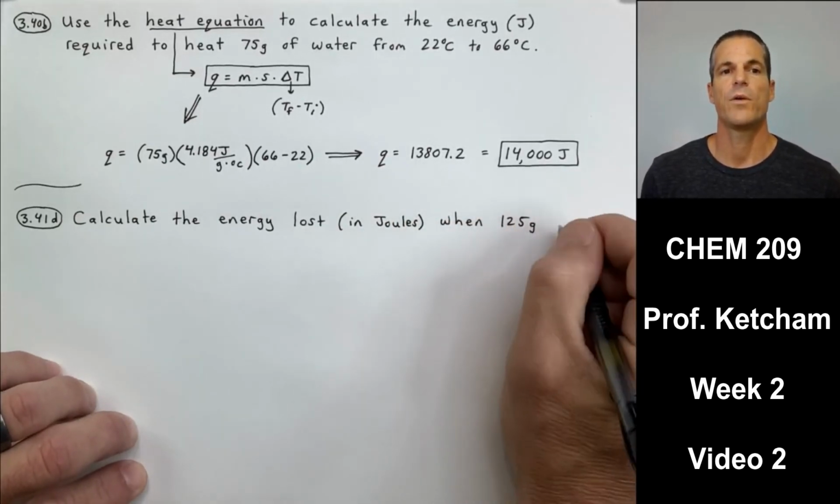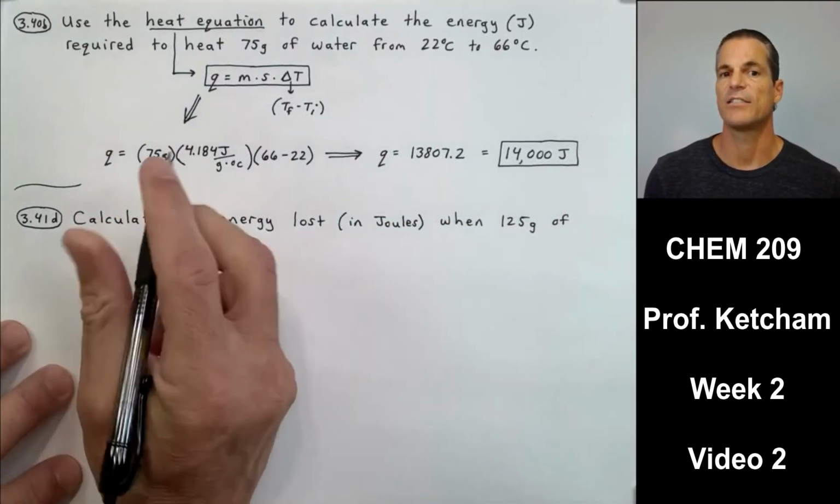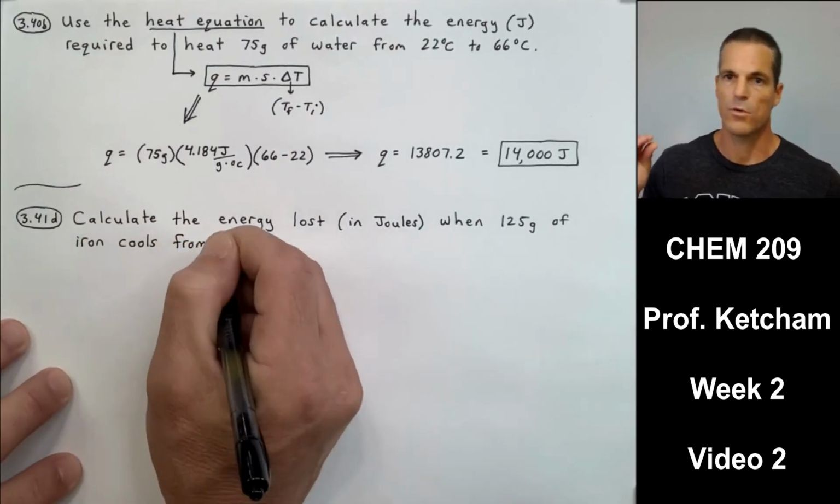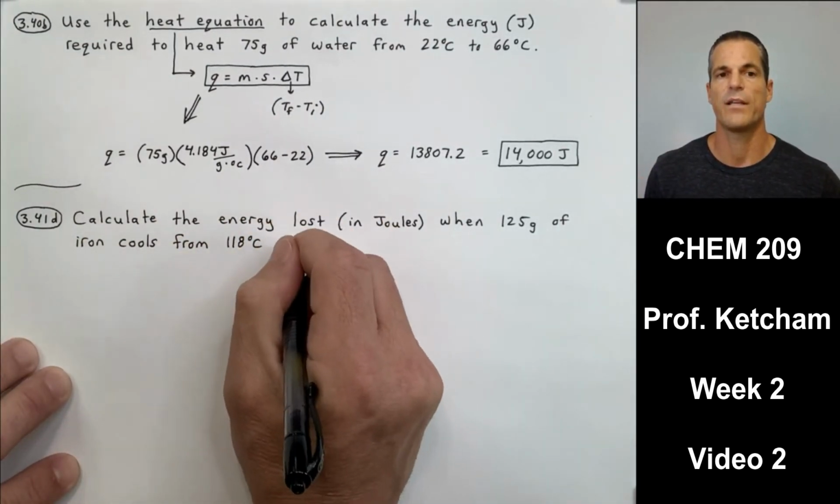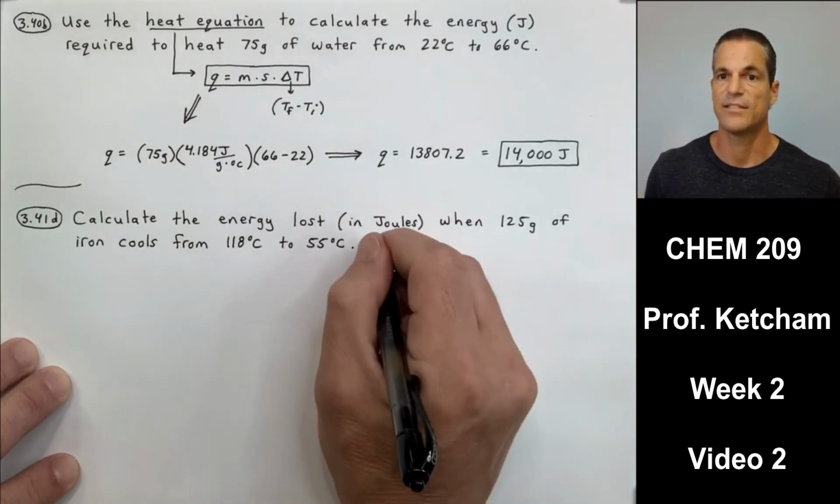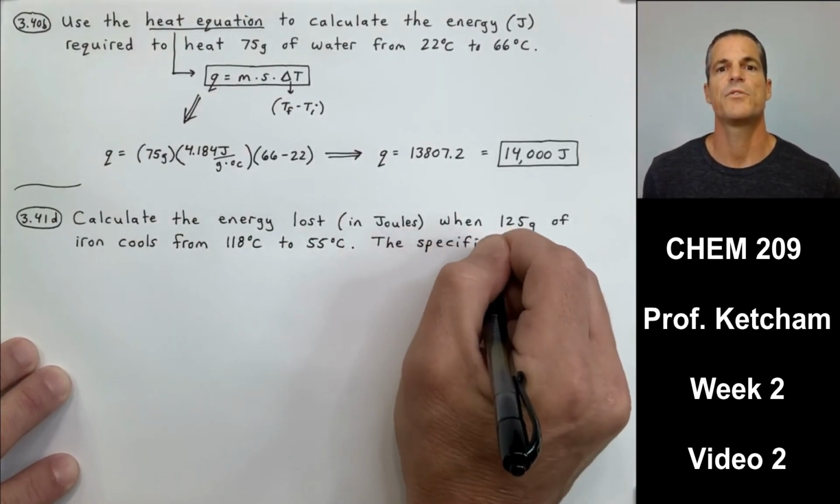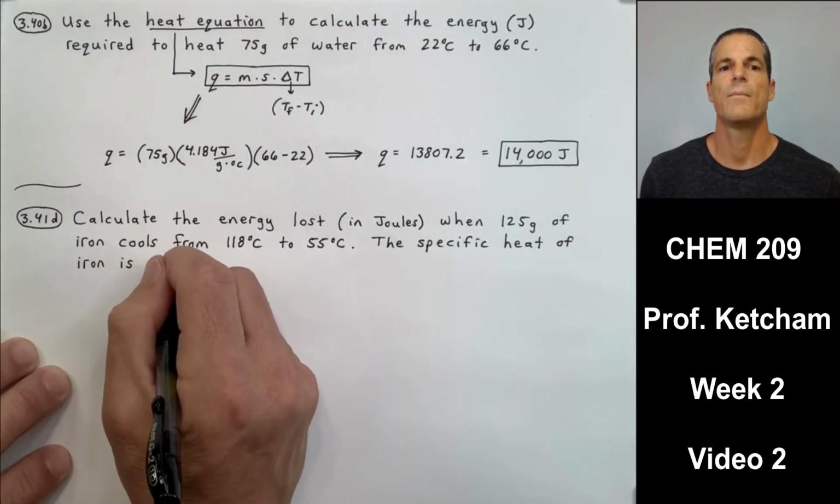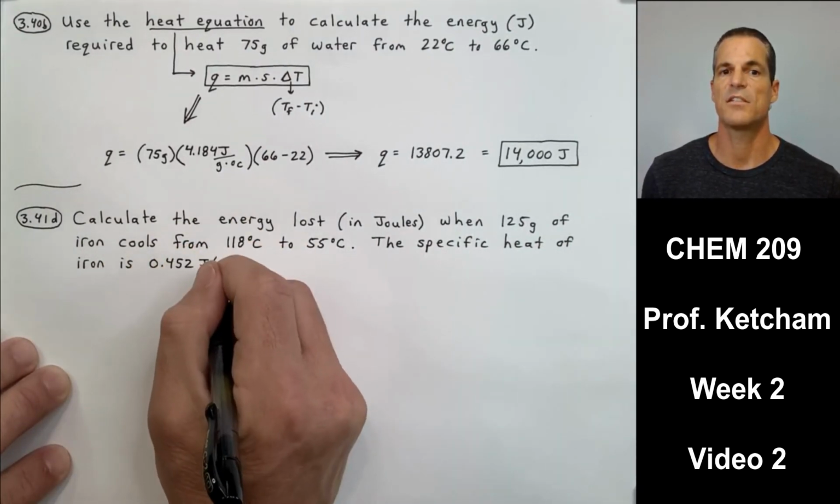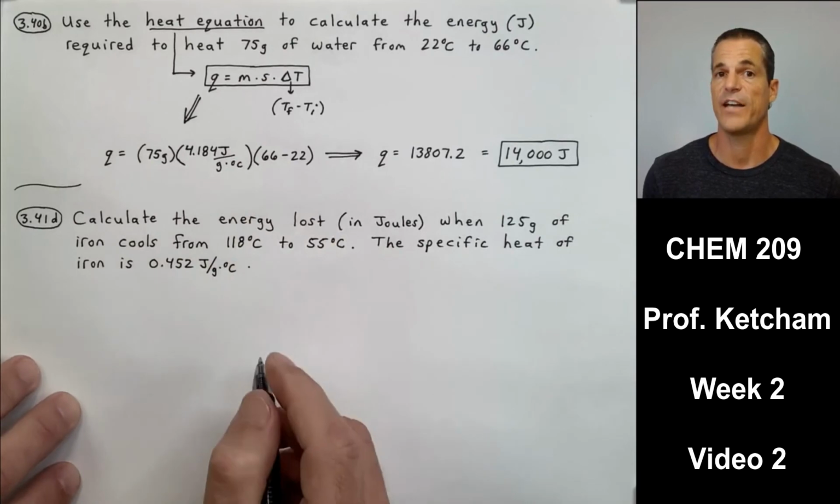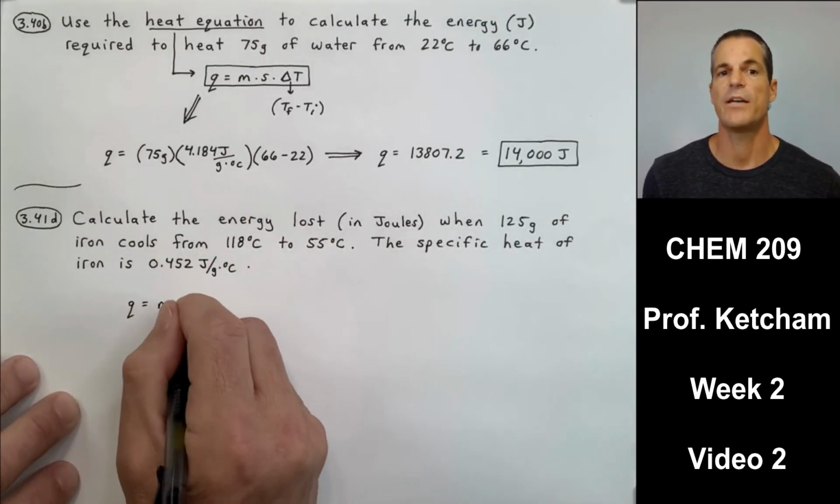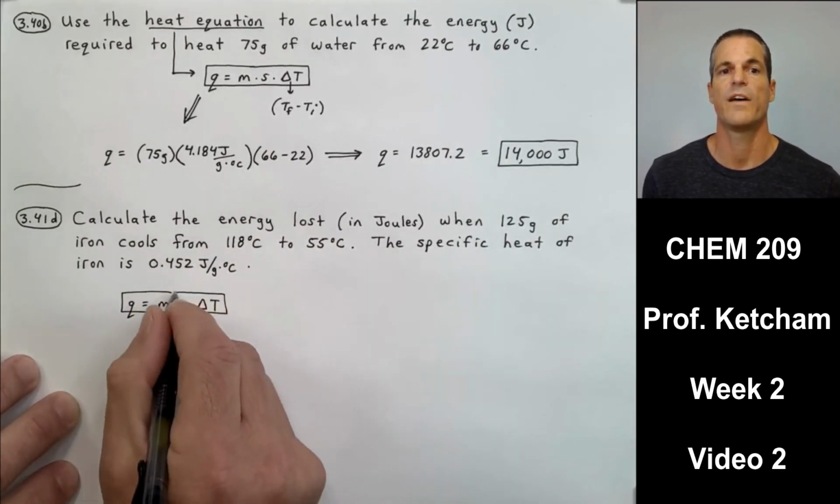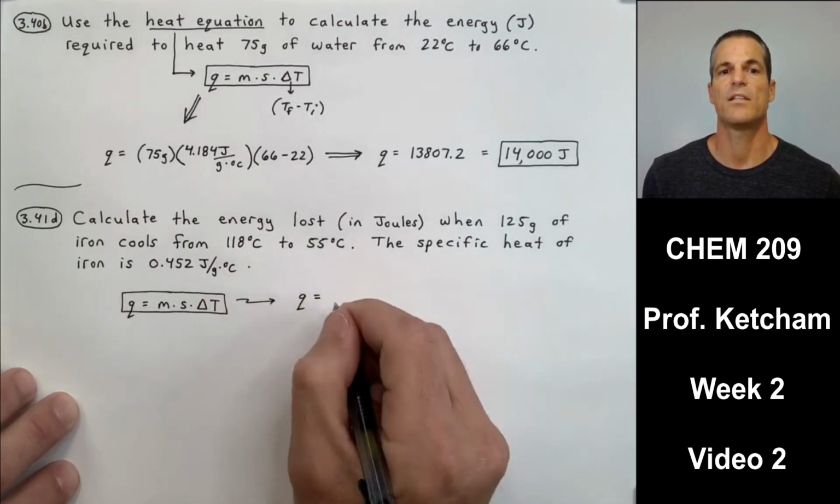All right, 41D, calculate the energy lost. So this is the opposite. This isn't heat required, like in 40, it's heat lost. Heat lost, that's a negative sign, right? When 125 grams of iron cools from 118 degrees Celsius initially to 55 degrees Celsius final. Specific heat of iron, by the way, they would give it to us as 0.452. Q equals MS delta T.